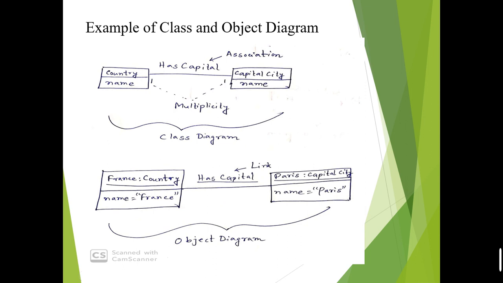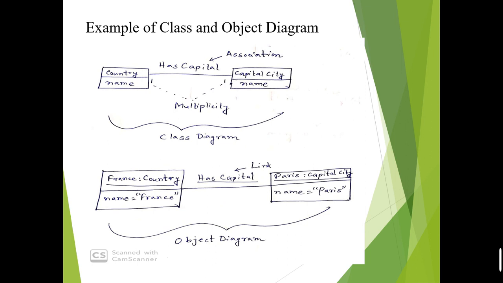Now I'm coming to the object diagram part. See here, in the object diagram we have the country, but then we are actually specifying that country, that is France, and this country has the capital city which is called Paris. The object diagram also consists of a line, but the line is called the link. It is the main difference between class and object diagram. For the class diagram it is called the association, which is the line, and the same line is represented in the object diagram as a link.